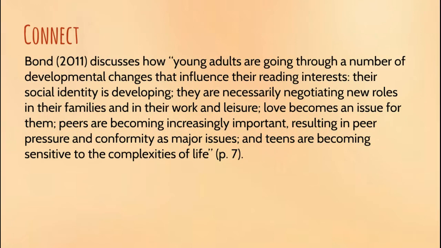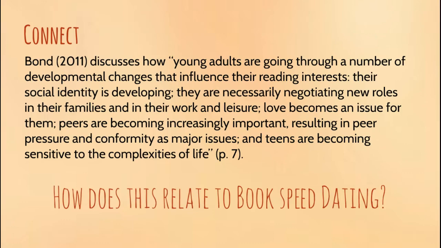Bond discusses how young adults are going through a number of developmental changes that influence their reading interest. Their social identity is developing. They are necessarily negotiating new roles in their families and in their work and leisure. Love becomes an issue for them. Peers are becoming increasingly important, resulting in peer pressure and conformity as major issues. And teens are becoming sensitive to the complexities of life. So how does this relate to book speed dating?